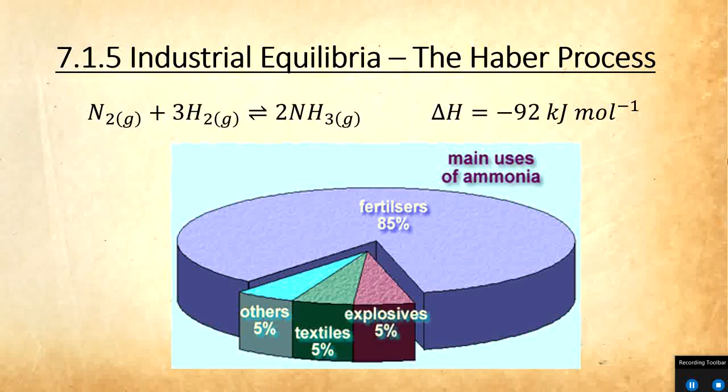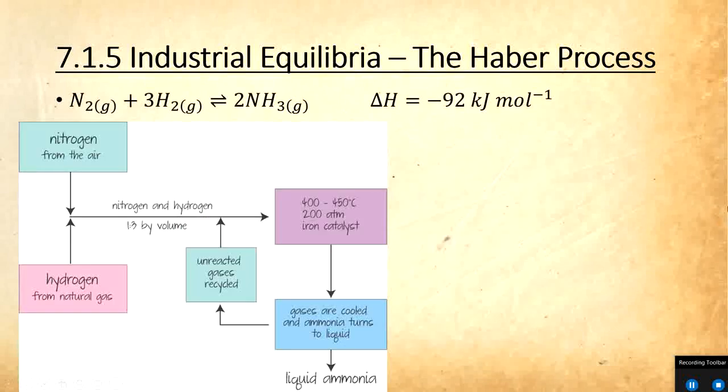So to make ammonia, we take nitrogen from the air. Our air is composed largely of nitrogen. And we take hydrogen from natural gas, so sources like methane. We mix them together in the proper stoichiometric ratio, so 1:3, and we react them to make ammonia.